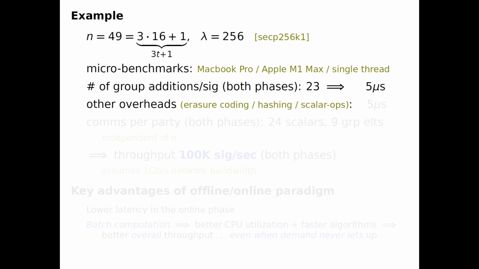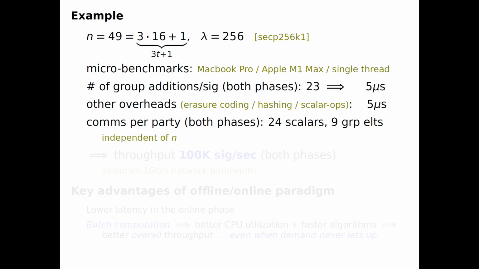And then there are other overheads. Like I mentioned, there's erasure coding, there's hashing, and there's also some scalar operations. I tried to do a fairly careful and conservative estimate, and this should also be about 5 microseconds.